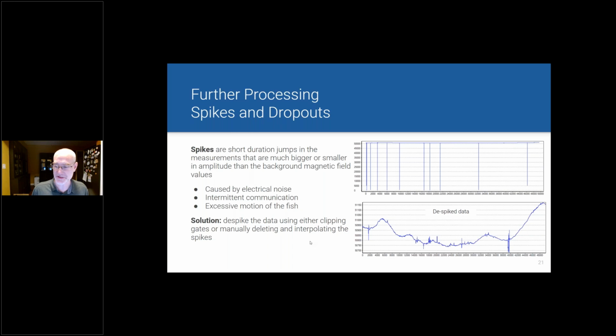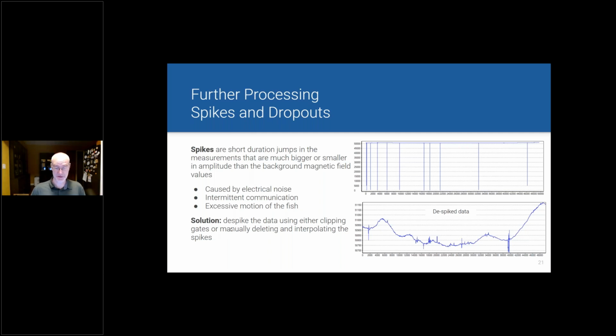So let's talk about some specific issues. The first one is spikes and dropouts. Spikes are short duration jumps in the measurement that are much bigger or smaller in amplitude than the background magnetic field. In the example here, I've got this upper graph. That's what they look like. They're caused by electrical noise, intermittent communication between the magnetometer and the topside, and sometimes by really excessive motion of the fish. But these dropouts can be a real problem for analysis because all our data is concentrated up here at the top. We need a way to pull this out.